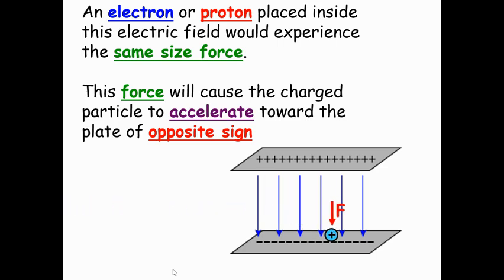As soon as it enters the space between those parallel plates, I'll replay it for you as well, it's going to start to feel an electric force. In this case, because it's a positive charge, it will be repelled from positive and attracted to the negative plate, and will accelerate toward that negative plate. And again, as soon as it begins feeling that electric force, the size of that force stays the same throughout its acceleration.